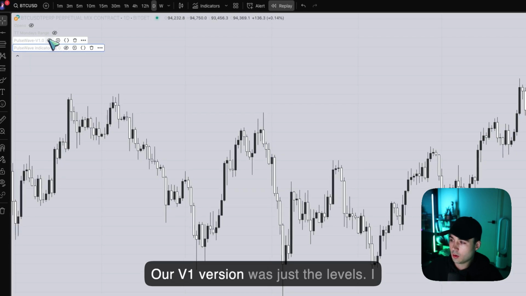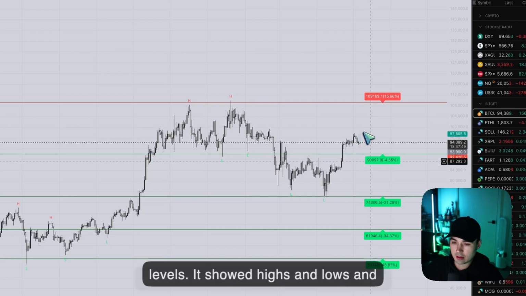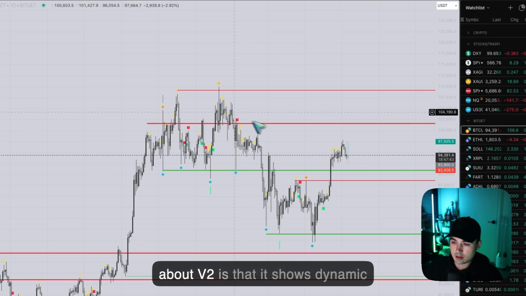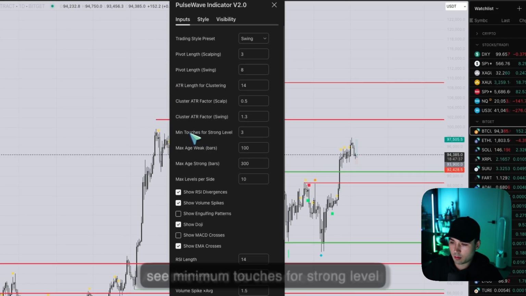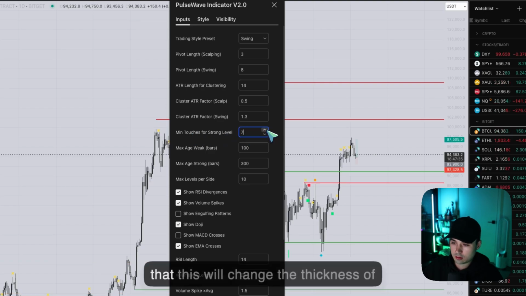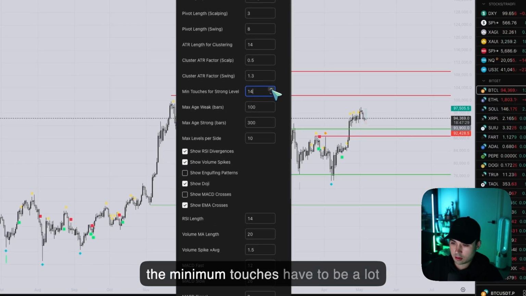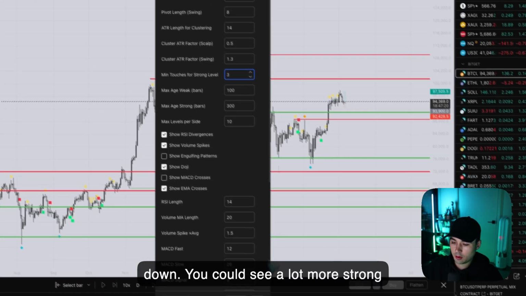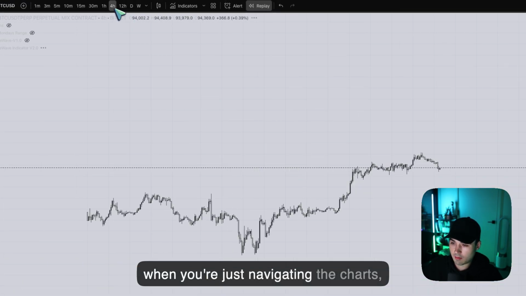Our V1 version was just the levels. That was all that it was, right? Primarily just levels. It showed highs and lows, and these levels updated dynamically. They did not show different thicknesses though. So what's really cool about V2 is that it shows dynamic thickness based on the strength of it. And this could be calibrated. So you could see minimum touches for strong level, that this will change the thickness of the levels, right? We can make it so the minimum touches have to be a lot of minimum touches, which is really cool. You could drop it back down. You could see a lot more strong levels up here, right? And this just allows you to get a lot more clarity when you're just navigating the charts, like I mentioned.